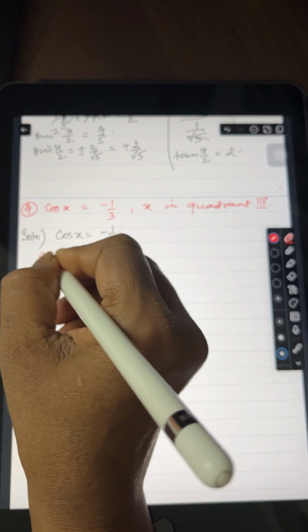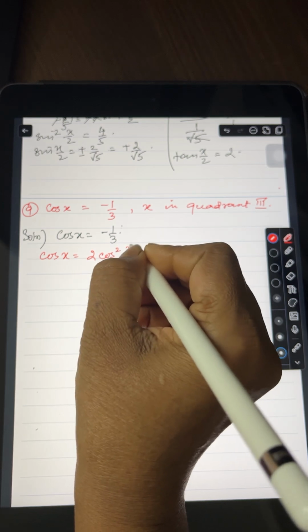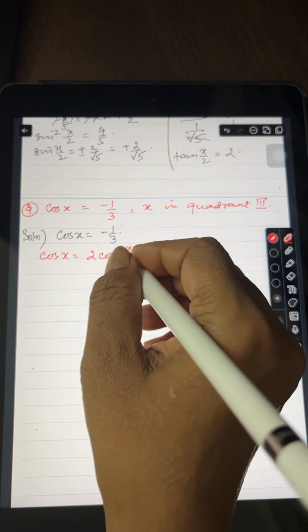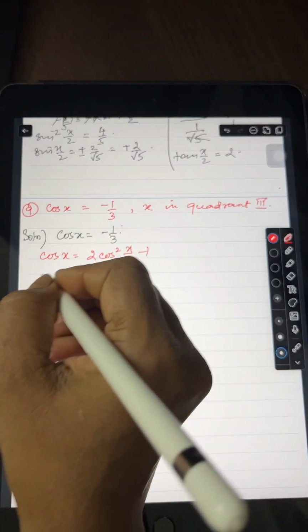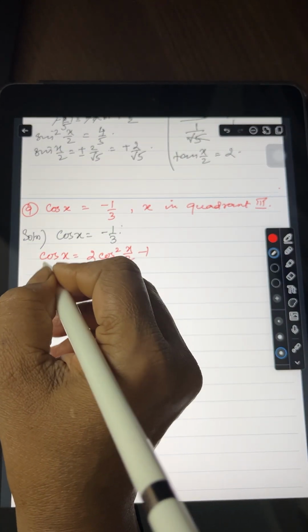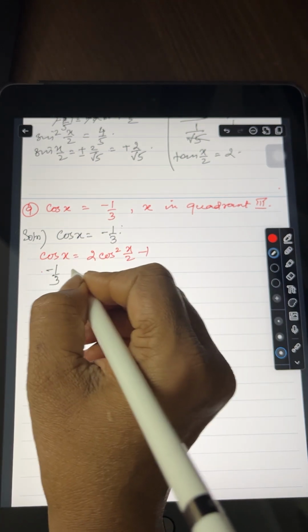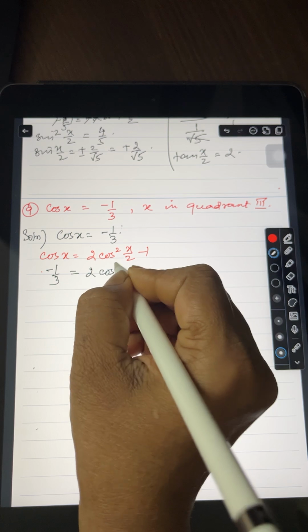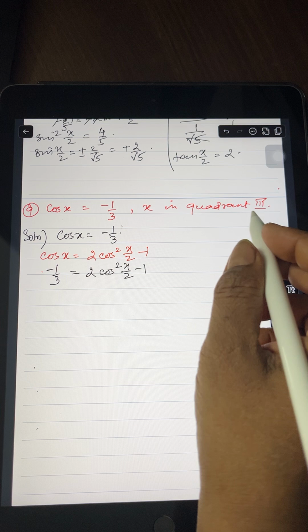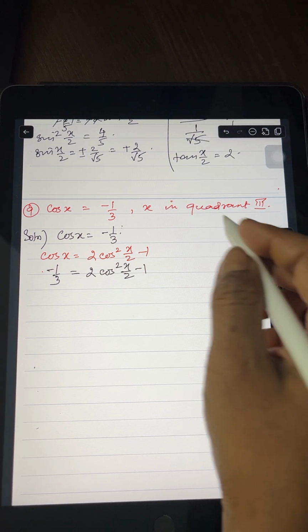So what is the formula? cos x is equal to 2 cos square x by 2 minus 1. You can find out cos x by 2 from this. So that's the formula. Now you can substitute it here. 1 by 3, cos x is 1 minus 1 by 3. So 2 cos square x by 2 is minus 1. Now I have not found out in which quadrant x by 2 will be. So that I'll explain you later.